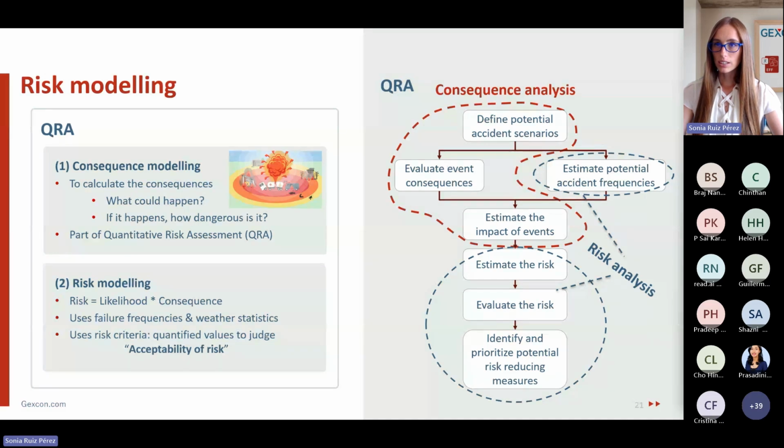So risk modeling is the exercise that we do in order to quantify risk so that we can say, based on data, whether the risk of a facility is acceptable or non-acceptable, so that we can implement prevention or mitigation measures for this risk to be considered acceptable for the people around it.